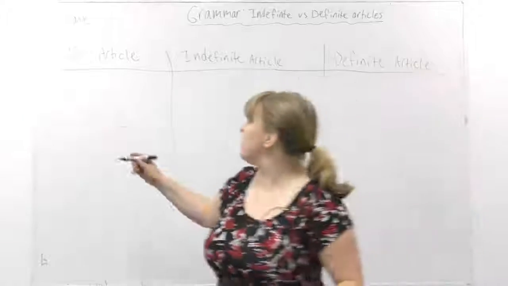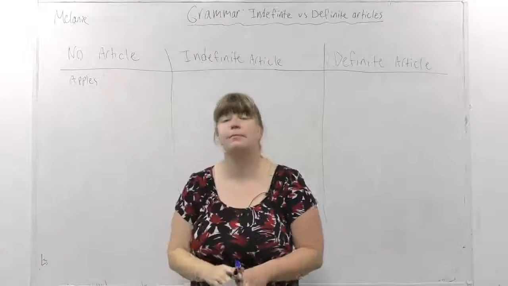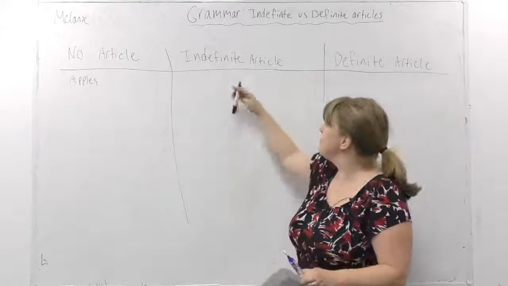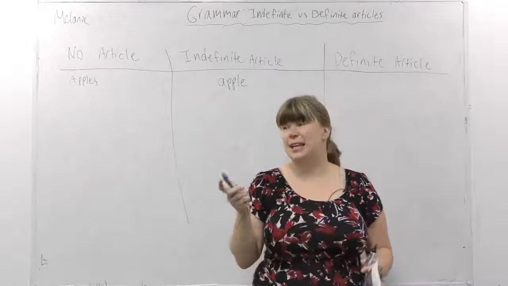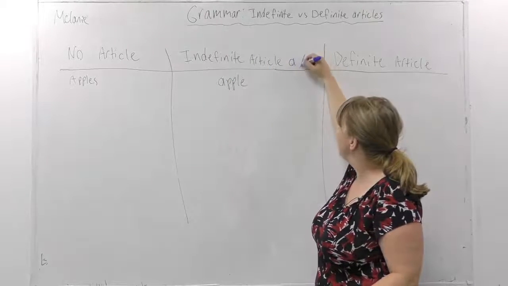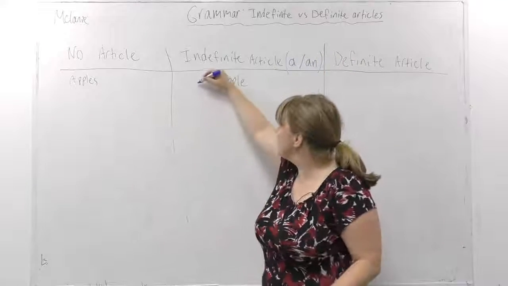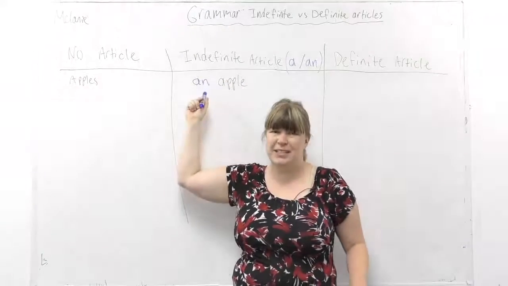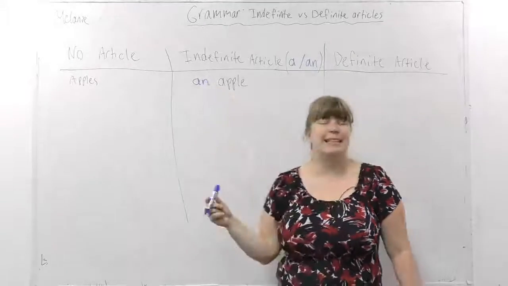So, for example, I'm going to put just apples here. And for indefinite article, what do I put before, let's say we got apple? And somebody wrote an apple. Good. So indefinite article is a or an. This is indefinite. So because we're going to put an apple. Why are we putting an? Can anyone tell me why? Why not a apple? Why are we putting an N?